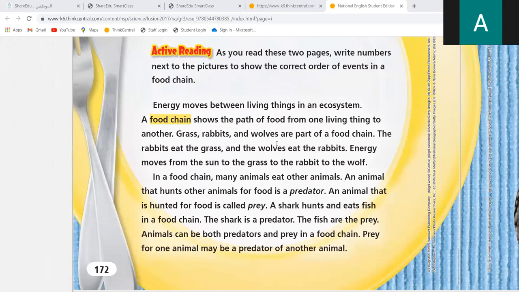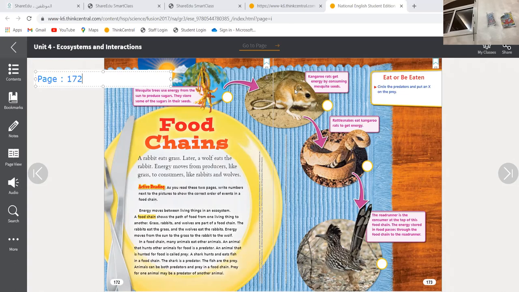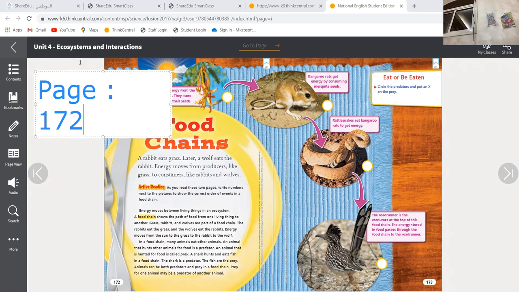Very good. But also, the kangaroo rat eats seeds to get energy. Then the snake eats the kangaroo rat. Excellent. This is what you can see in page 172. Write with me. Page 172. This also, the rattlesnake eats a kangaroo rat. And Roadrunner. Very good. The Roadrunner will eat the snake.